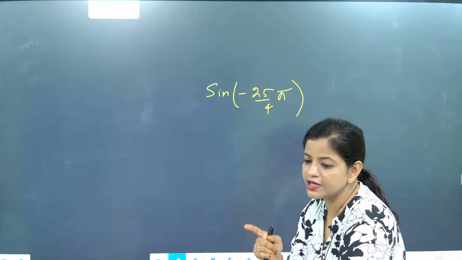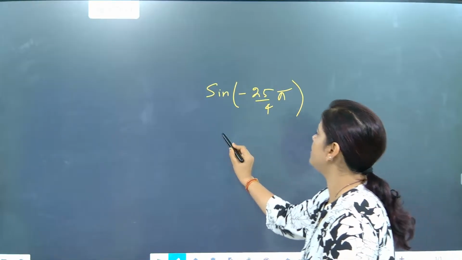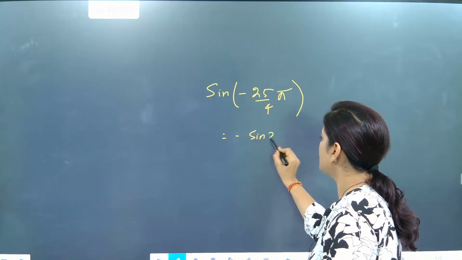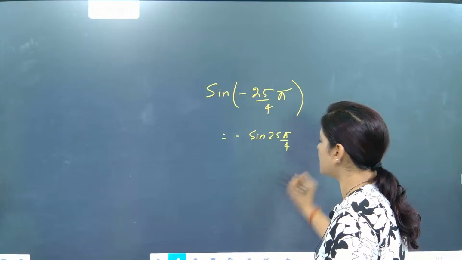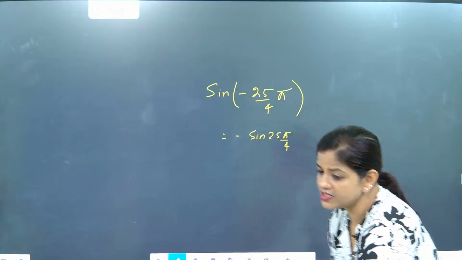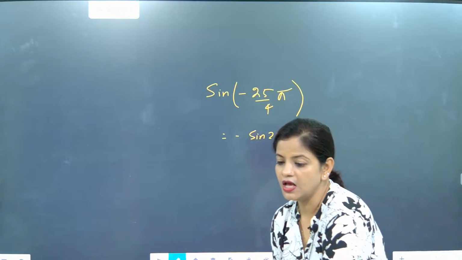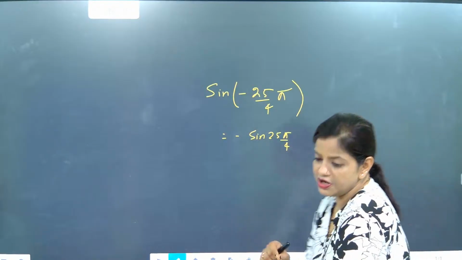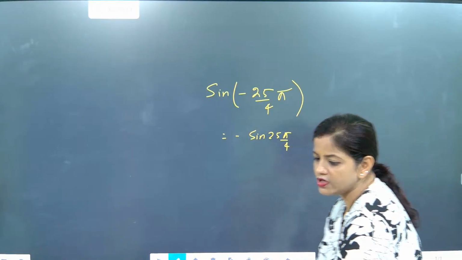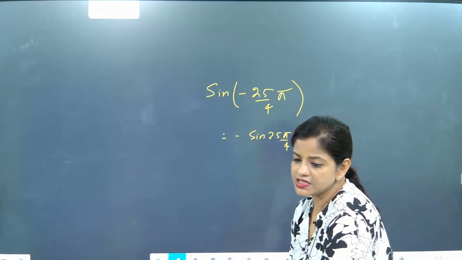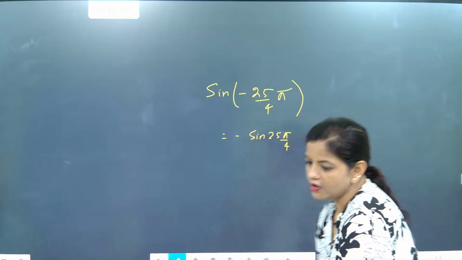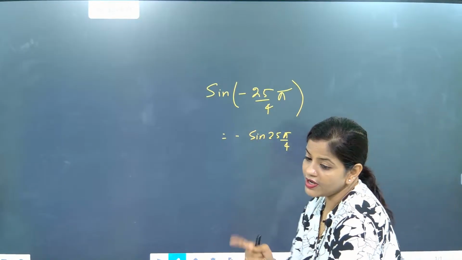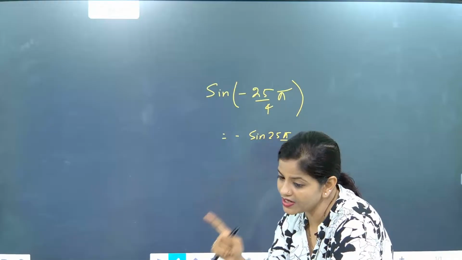Fourth quadrant directly going means it will be minus sine 25 pi by 4. Then I am going to use it very simply. I am going to use the 4 table, and when we are using the 4 table, nearest one we are going to write. And what is the nearest one? 4 6 are 24. 24 plus 1 will become 25.